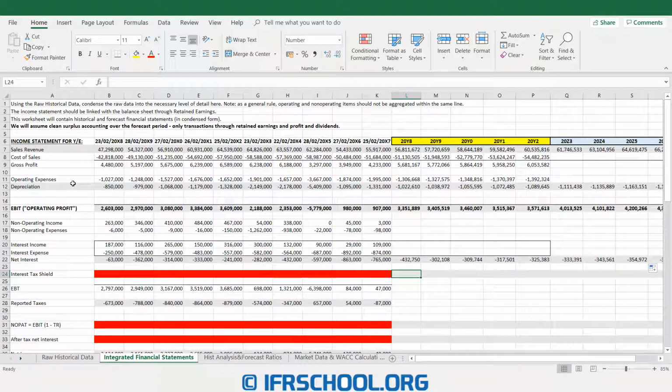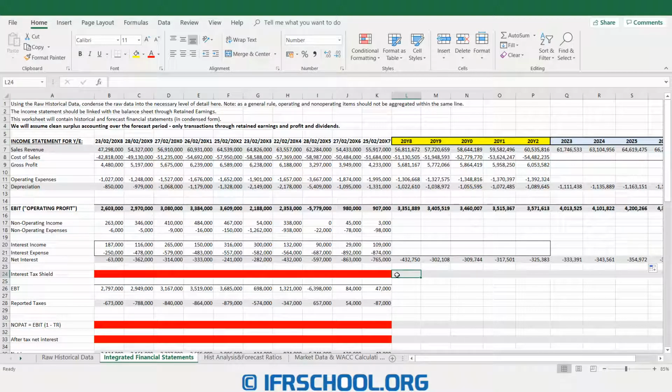Next, I need to forecast the effective tax rate for Tesscow. I need the estimates of the future effective tax rate to calculate the interest tax shield and NOPAT, which is EBIT multiplied by 1 less the effective tax rate.